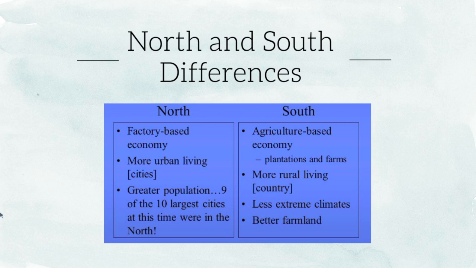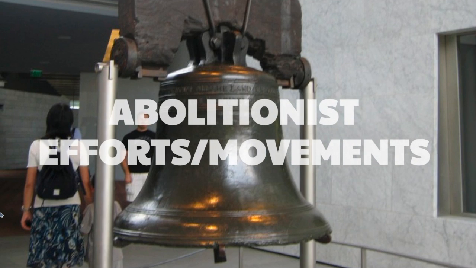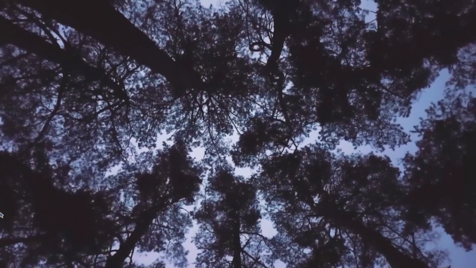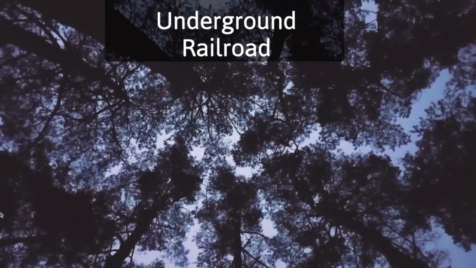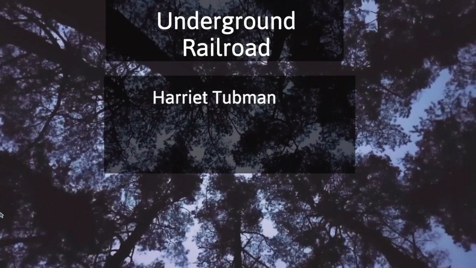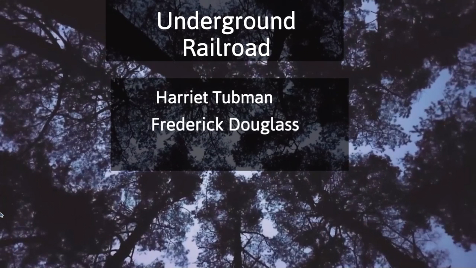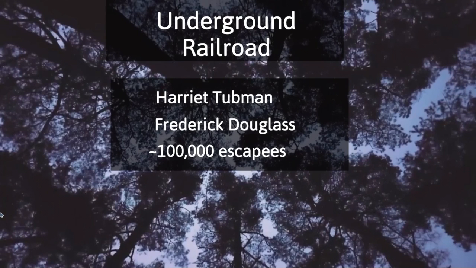Now I'm going to be talking about the various abolitionist efforts and movements. Starting off, we have the Underground Railroad. In my opinion, this was the most influential abolitionist movement, mostly because it freed about 100,000 slaves. This was mostly started by Harriet Tubman and Frederick Douglass. They used a series of tunnels and various other things to help slaves in the southern states escape to the north in Canada, where they could be free.